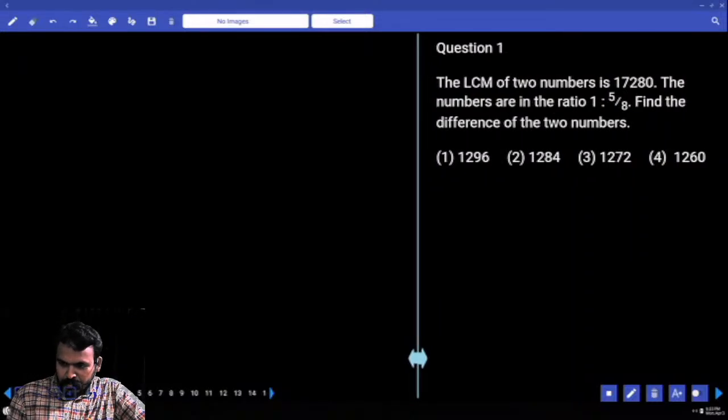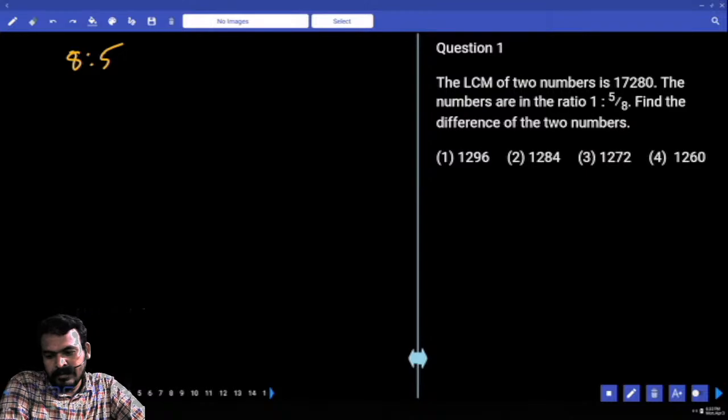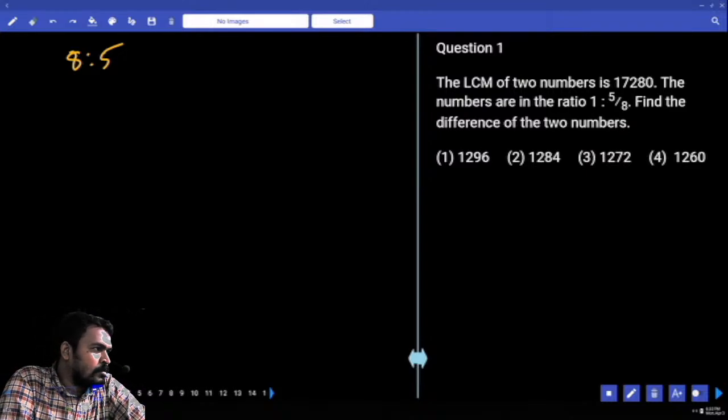The LCM of two numbers is 17280. The numbers are in the ratio 1:5/8. Find the difference of the two numbers. What is the two numbers ratio? 8:5. Difference is how many parts? 3 parts. How many options are 3 multiples?